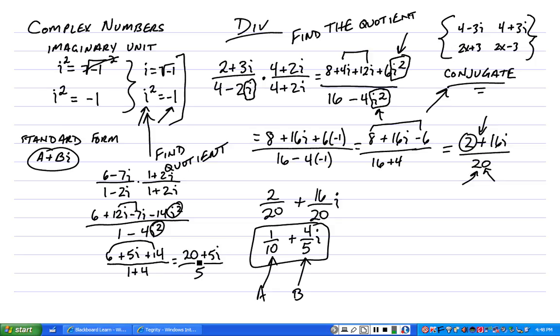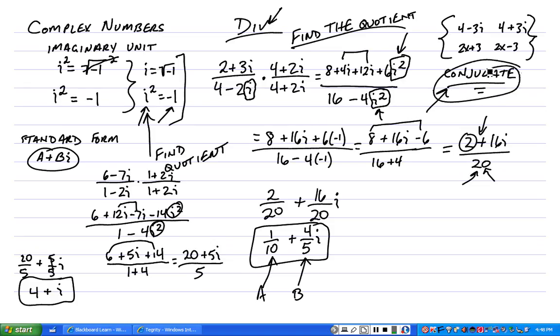Again, we have to take this, put it in the proper form. 20 over the 5 plus 5 over the 5i. 20 over 5 is 4. 5 over 5 cancels and just leaves i. So your answer is 4 plus i. So that's how you find the quotient, or in other words, you perform division using conjugates.